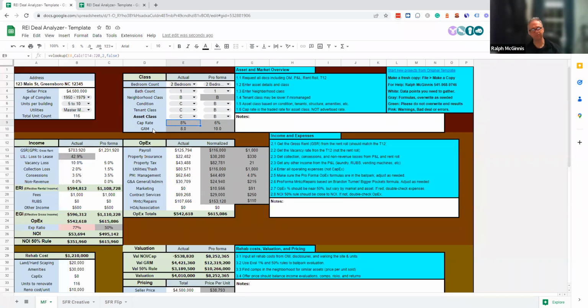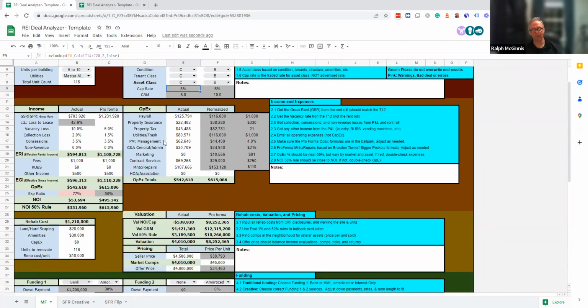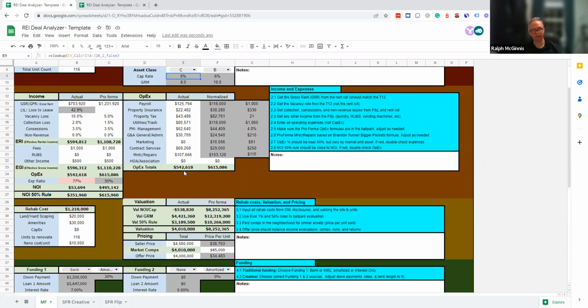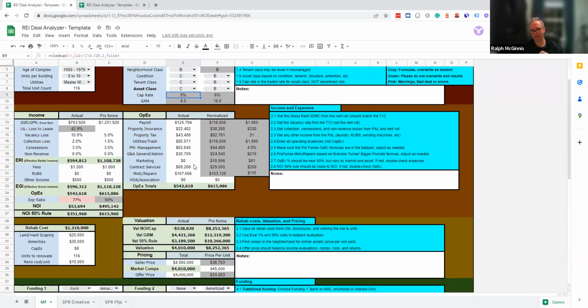The GRM is basically gross. What is it? I always forget this. GRM, gross. Yeah, I forget. Anyway, it's a multiplier. Gross rent multiplier. There you are.